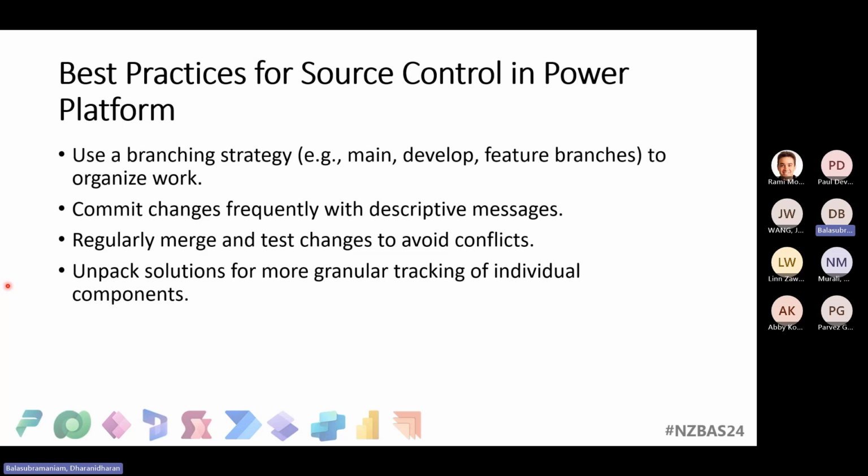Regularly merge and test to avoid conflicts. By frequently merging the branches, especially for the shared components, we minimize the risk of major conflicts that can delay the deployment. And last is to unpack the solution for more granular tracking. In the Power Platform, unpacking the solution means breaking it into individual components, allowing us to track the changes at a finer level.